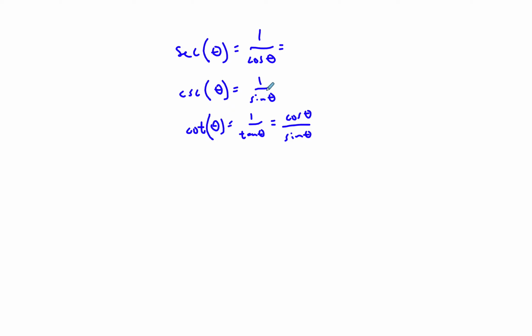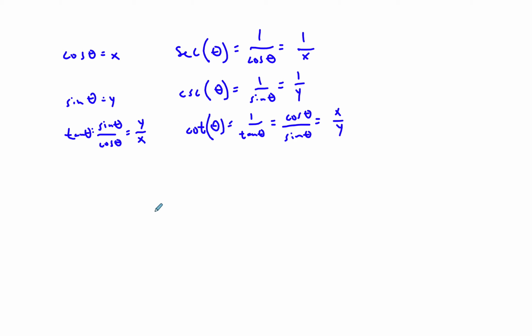Now, in terms of coordinates, that means that this is 1 over the x, this is 1 over the y, and this would be x over y, okay? Because remember, we have the cosine, which is equal to the x, the sine, which is equal to the y, and the tangent, which is equal to the sine over the cosine, or the y over the x.